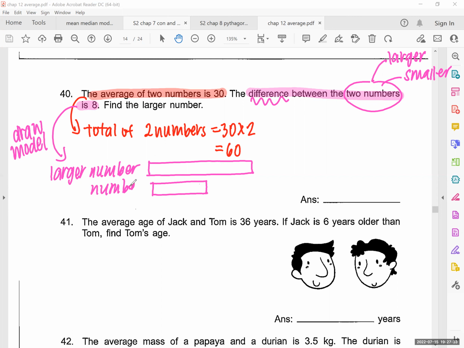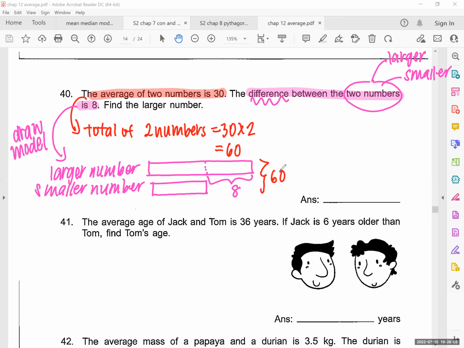Yes, a smaller number. So what information do I have? The difference is 8. So put in here 8. And what else do I have? The total. Yes, the total is 16. Then put in here. Then do you think you can solve now? Can solve already, right? And do you think you can find the larger number from here? Yes or no? Can, right? Easy, right?